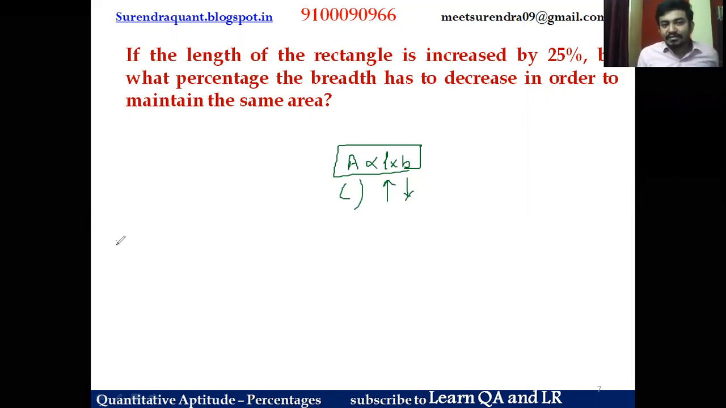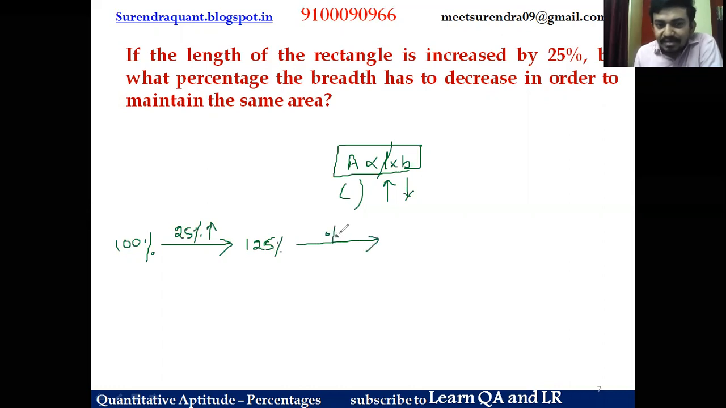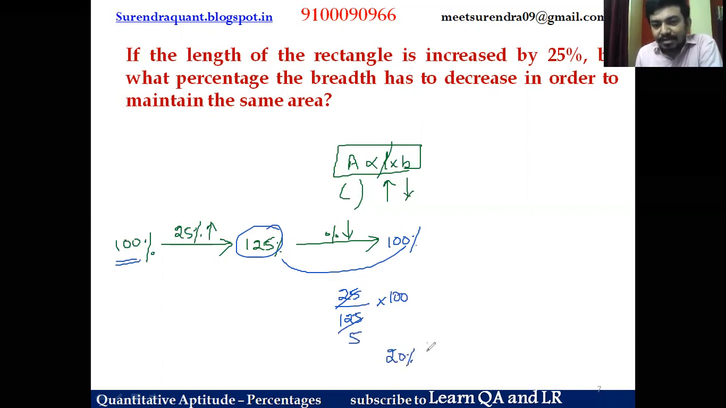So let us consider the area is 100%, friends. But length increases by 25%, right? So if length increases by 25%, area also increases by 25%. So what is the new area? 125%. Now what is the percentage decrease in the breadth to maintain the same area? They don't want to increase or decrease the area. So the initial area is 100, and the final area should also be 100%. What is the percentage change? The change in value is 25, decreasing from 125 to 100. So 25 goes 5 times, 100 by 5, 20% decrease.